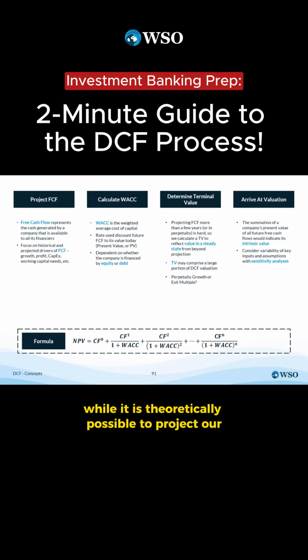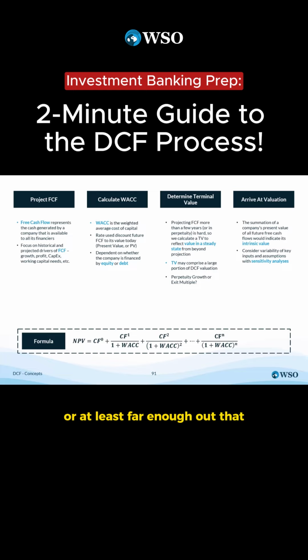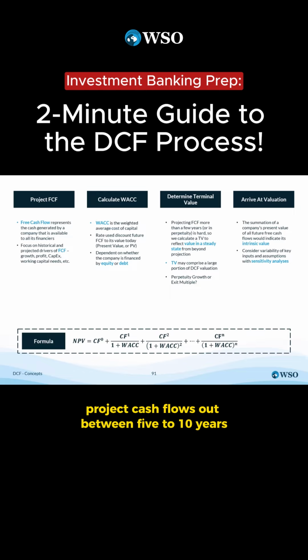While it is theoretically possible to project our FCF into perpetuity, or at least far enough out that the present value becomes meaningless, this is not standard practice. Most DCF models project cash flows out between 5 to 10 years. But how do we make a decision on this number?